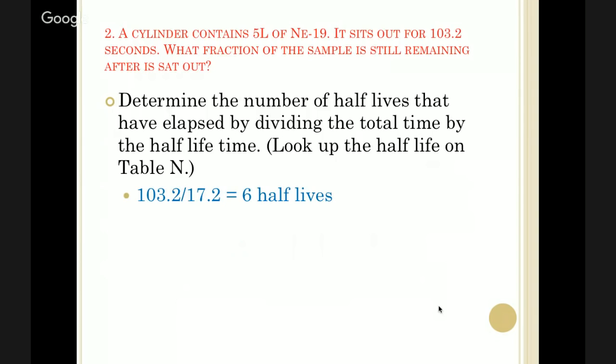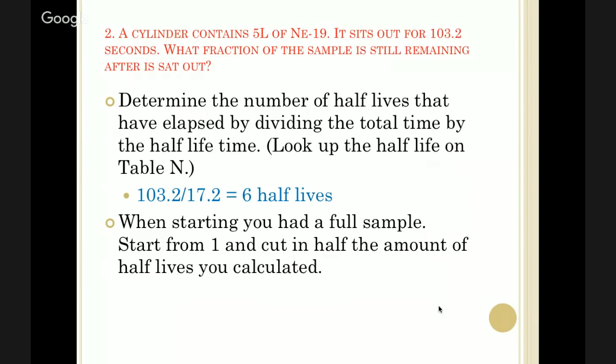Again, divide your times. And then in order to figure out how much you have left, you're going to divide your amount by half. We're figuring out a fraction, so I'm going to start with 1 and cut it in half, and half, and half 6 times. So a half of 1 is a half, then a quarter, then an eighth, then a 16th, then a 32nd, finally a 64th. That's my final answer.